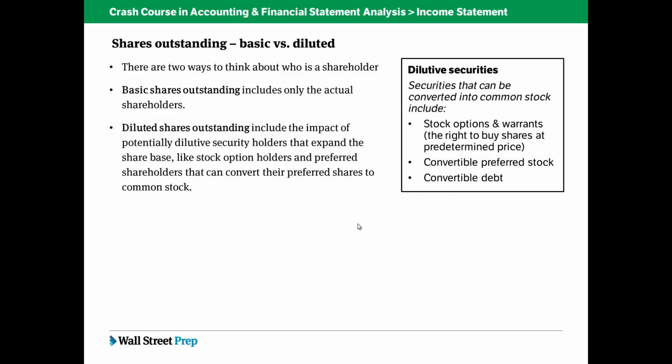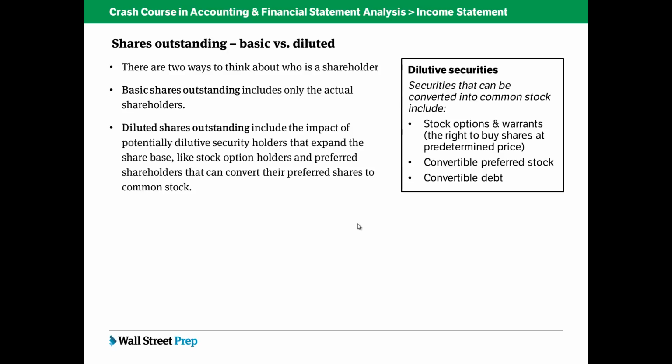Now, with shares outstanding, perhaps the most interesting analytical question is, do you look at basic shares or do you look at diluted shares? There are really two ways to think about who is a shareholder. If you think about a shareholder as simply only the people that currently hold actual shares, well, then the basic share count is what captures that. The basic share count represents only the actual shareholders. And in fact, for any company, you can look at the front cover of a company's 10K. As we saw in a prior video, we went to the front cover of one of our company's 10Ks, I believe it was Walmart, and we saw that they had a certain number of shares outstanding.